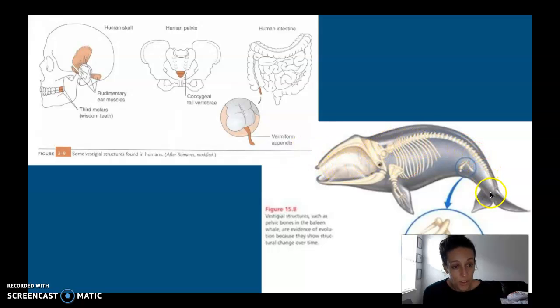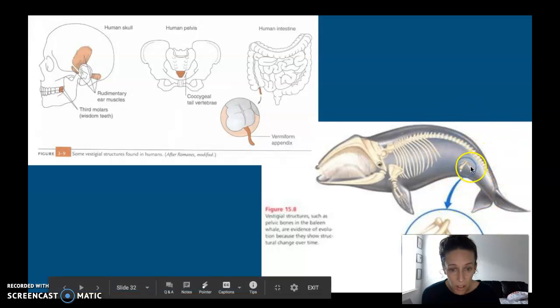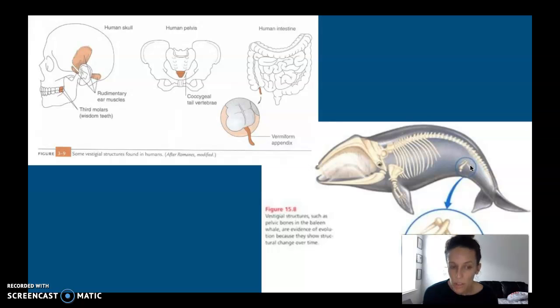Another really cool example is a whale. Whales have pelvic bones, and if you know, your pelvic bones, your hip bones, are what connect your legs to the rest of your body. Well, whales don't have legs, so really they don't need a pelvic bone, but the baleen whale still has that bone. So it's vestigial. It's there, but it's not necessary.